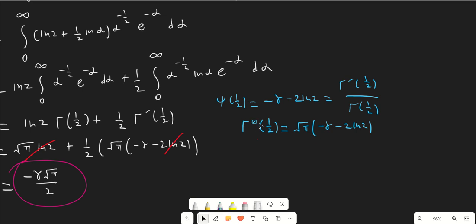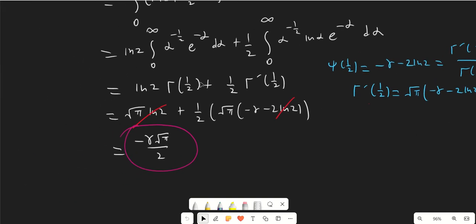This means that gamma prime of 1 half is digamma of 1 half times gamma of 1 half. Gamma of 1 half is just root pi, so we get root pi times negative gamma minus 2 ln 2. And again, substituting in gamma of 1 half equals root pi, we get root pi ln 2 plus 1 half root pi times negative gamma minus 2 ln 2.